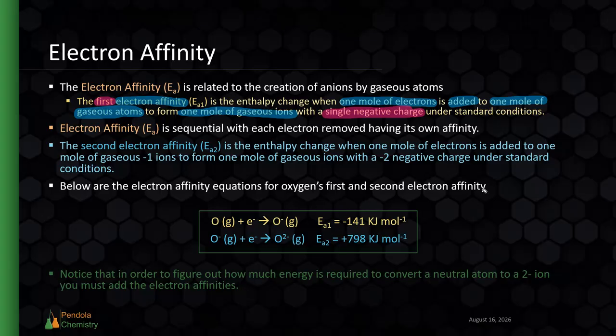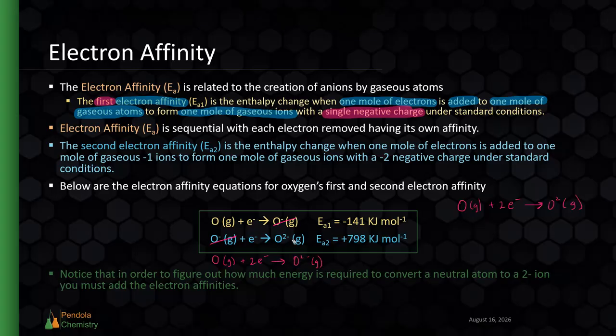So if we wanted to know how much energy it takes to go from O gas, add 2 moles of electrons to that to make O2 minus gas, which is essentially the addition of both of these. And actually, let me write it right below it. So if we add these two together, we'll have O gas. The O minus gas cancels out, plus 2 electrons, yields O2 minus gas.